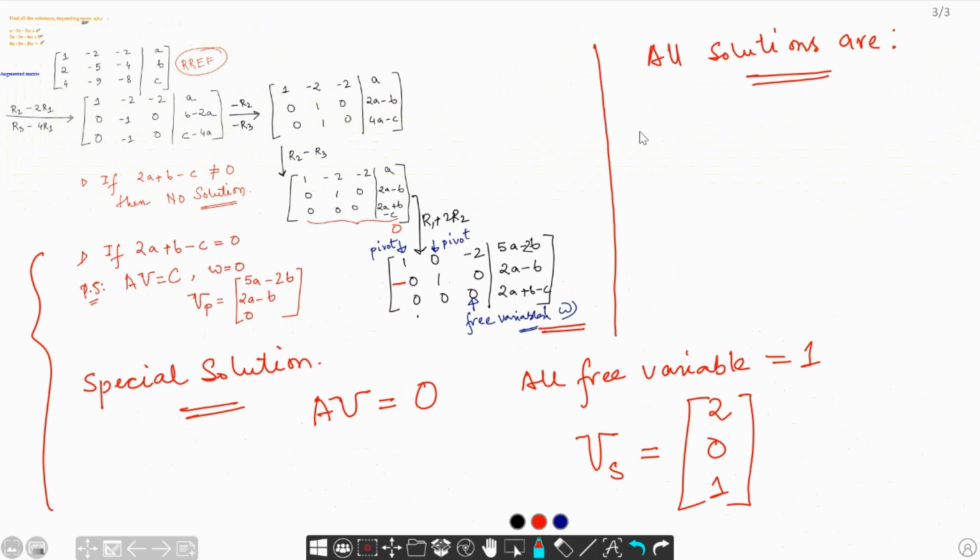And finally, all solutions now, that is the general solutions, are in the form of u equals the particular solution plus any scalar multiple of the special solution.